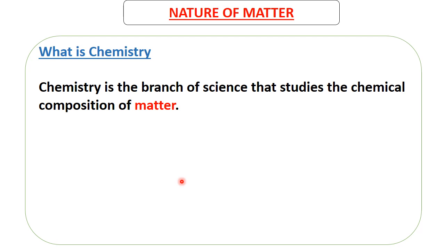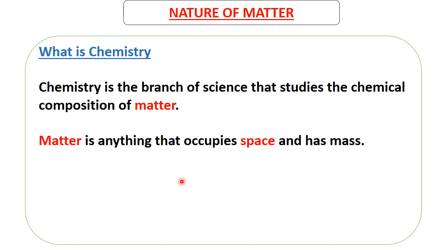And what is matter, by the way? So matter is anything that occupies space and has mass. Of course, maybe we're introduced to what matter is in grade 8. So anything that occupies space and has mass is called matter. To give you an idea of what this means, let's say you have a cup, an empty cup. If you pour water in it, then the space that was in it has been occupied. So anything that can do that is called matter.